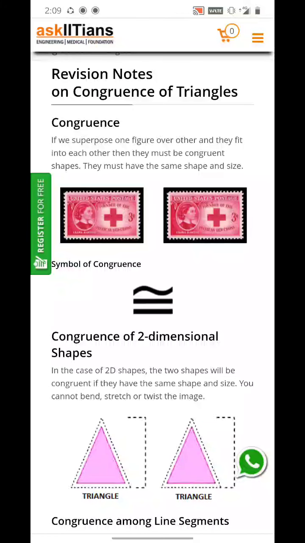Good afternoon, students. Today we are going to do a quick revision on congruence of triangles for class 7th. What we have already studied, or what I have already taught you.